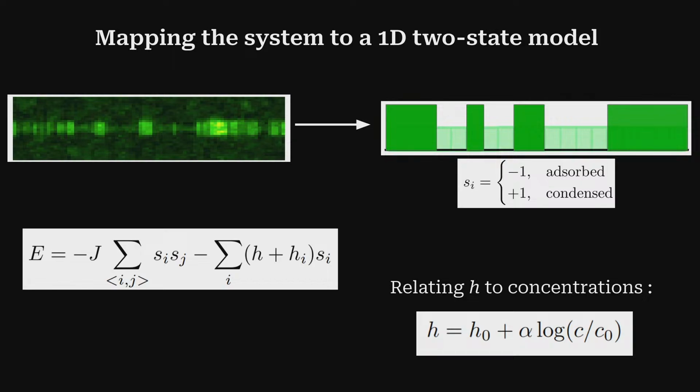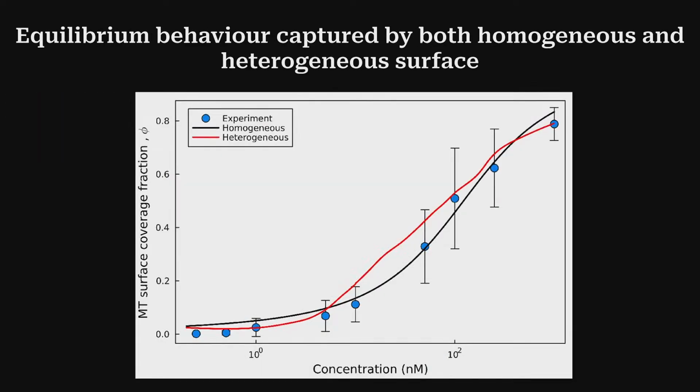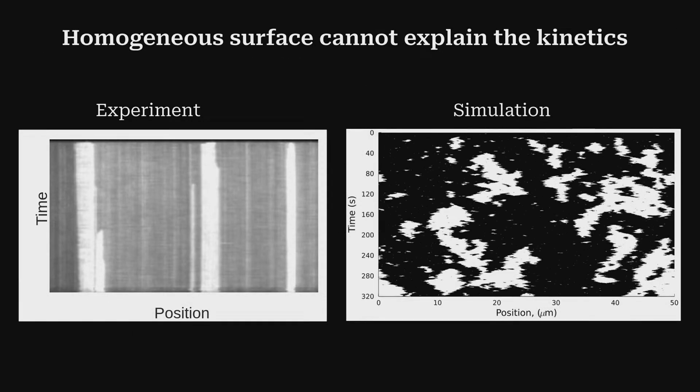Formally it's like a random field Ising model, but how we interpret it is different, and you can relate these terms to actual concentrations in the experiment and make quantitative comparisons, and also to the kinetics. So again we show that a homogeneous surface can capture the equilibrium data, but if we look at the kinetics, then it doesn't quite capture the trend.